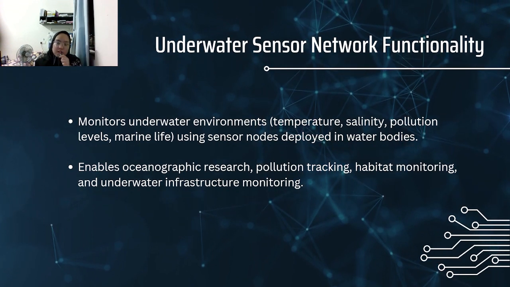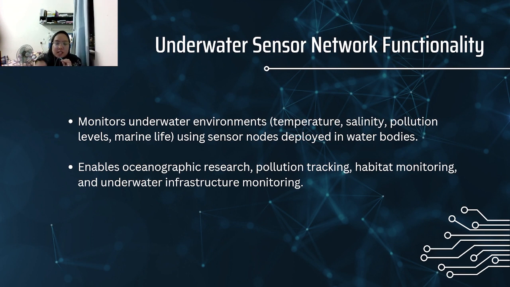I'm going to go into underwater sensor network functionality. Okay, what does an underwater sensor network do? It monitors underwater environments such as temperature, salinity, pollution levels, and marine life using sensor nodes deployed in the water bodies. This is why sensor nodes are so important in TinyOS. The sensor node's function is to collect and send data to the surface, which acts as a gateway. I'll explain it more later.